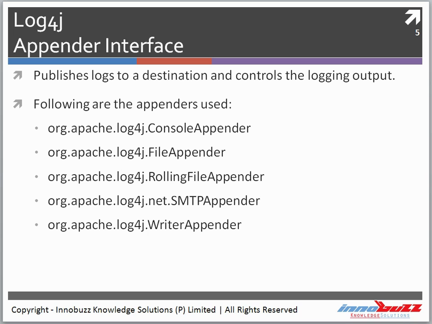Log4j allows attaching multiple appenders to any logger. Appenders can be added to and removed from a logger at any time. The most used appenders are console appender, file appender, rolling file appender, SMTP appender, and writer appender.